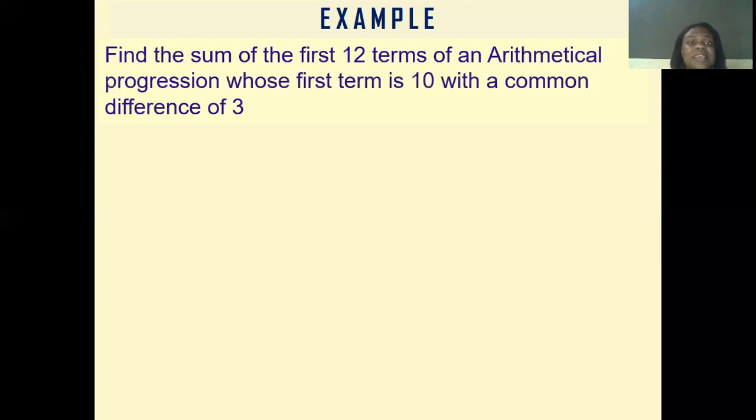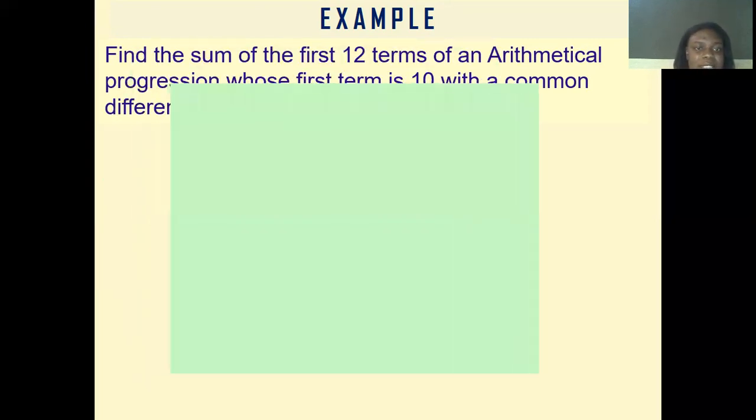So let's take an example of what kind of problem that we can solve using these formulas. So we have: find the sum of the first 12 terms of an arithmetic progression whose first term is 10 with a common difference of 3. So that's our question, and this is how to solve it.